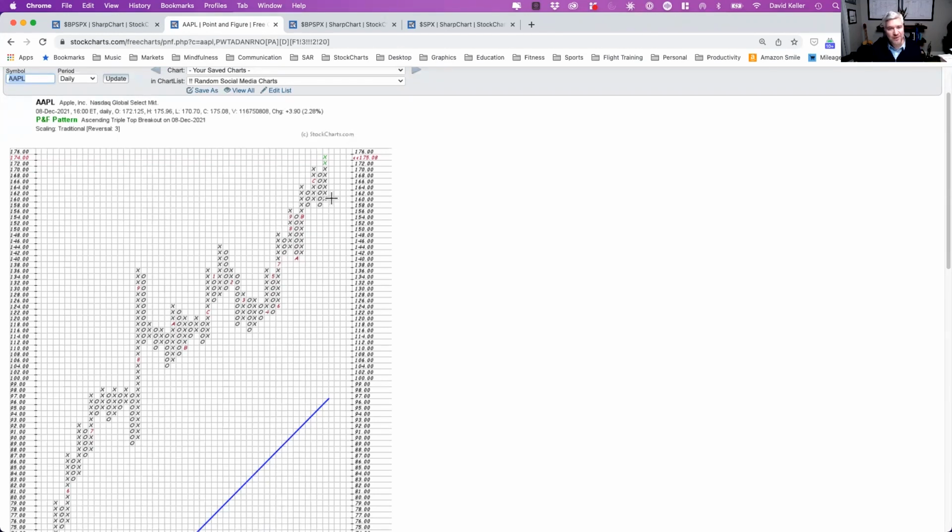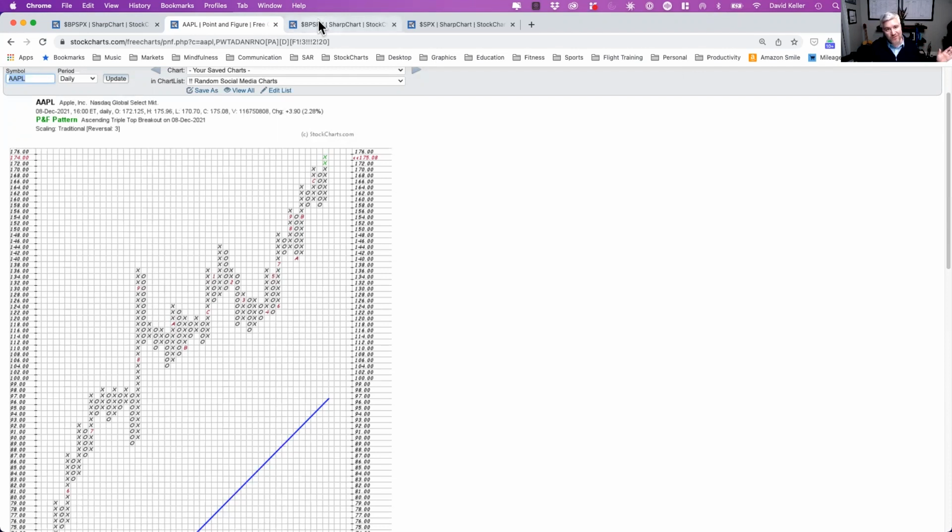A buy signal is when a column of X's goes higher than a previous column of X's, like we just saw triggered today on Apple. We've had a couple of these going back over time. A sell signal is when a column of O's goes lower than the previous column of O's, and that indicates a new downward thrust. So on any point and figure chart, the most recent signal is either a buy signal like it is with Apple, or a sell signal where a column of O's went lower than the previous column.